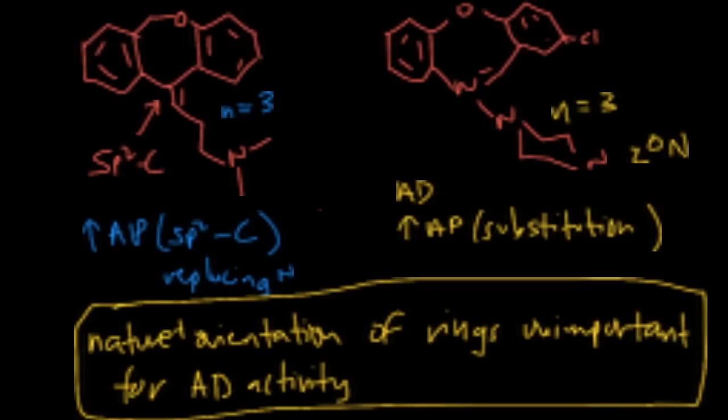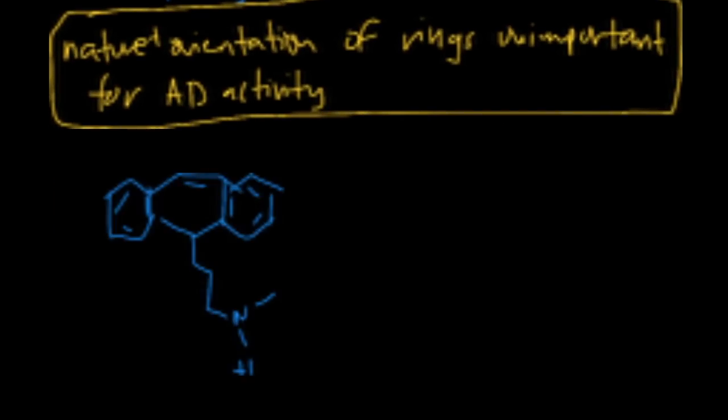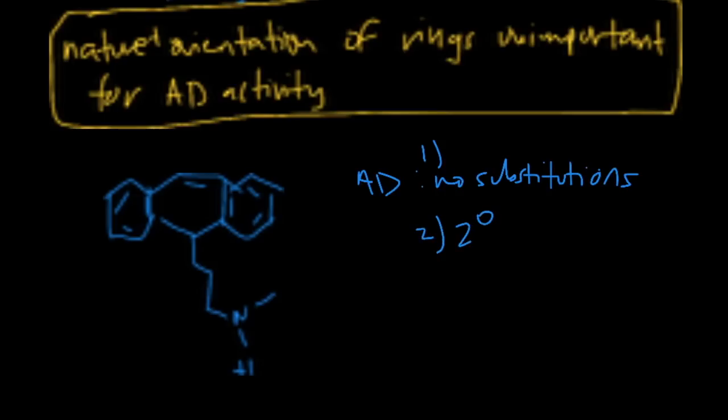And now this example. In this example, which is protriptyline, would you expect this to be antipsychotic, antidepressant, or both? This is pretty much both because it's antidepressant because it has no substituents. No substitutions. Let's see. It's a secondary amine. Remember, secondary amines are more potent than tertiary amines, and antipsychotics require tertiary amines.